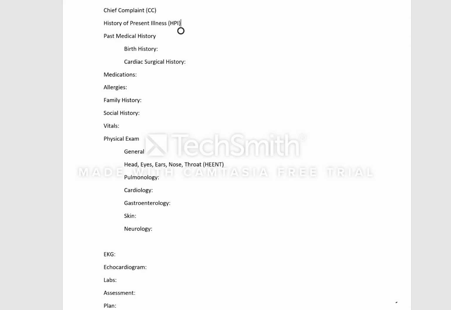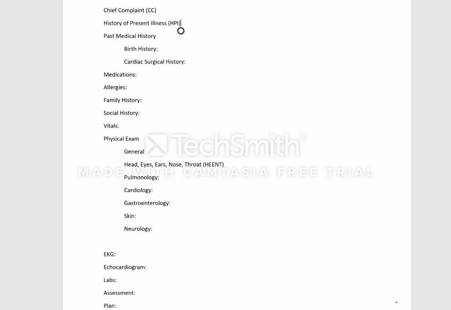For pulmonology, I put clear to auscultation bilaterally, no wheezes, rales, or rhonchi. For cardiology, I'll put regular rate and rhythm, a normal S1 and S2, no murmurs, rubs, or gallops, 2+ pulses in the radial and femoral pulses. You can also put dorsalis pedis in case you felt the dorsalis pedis instead of the femoral pulse.